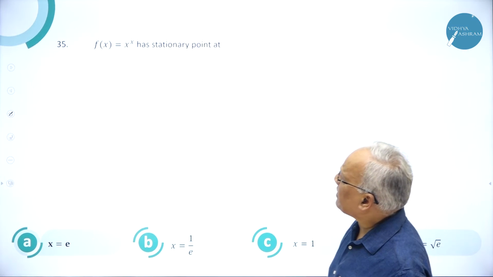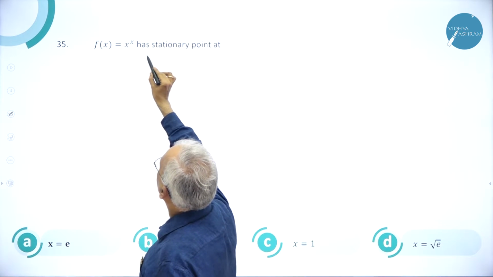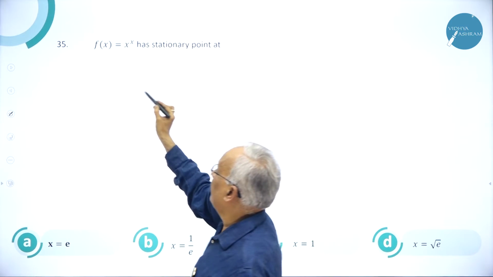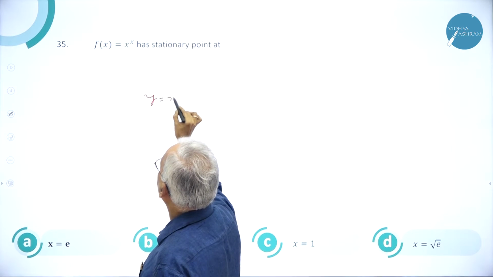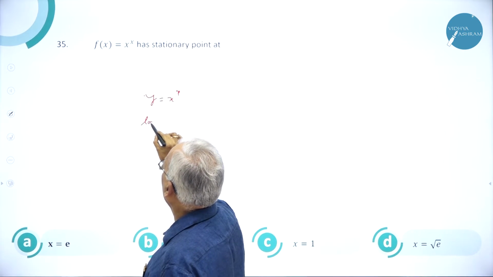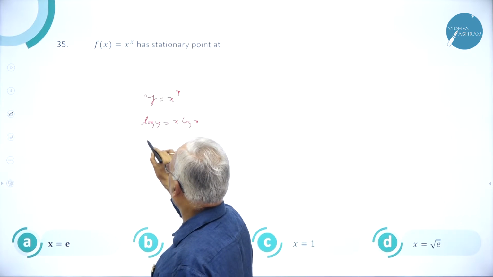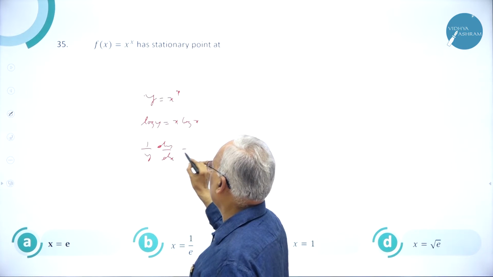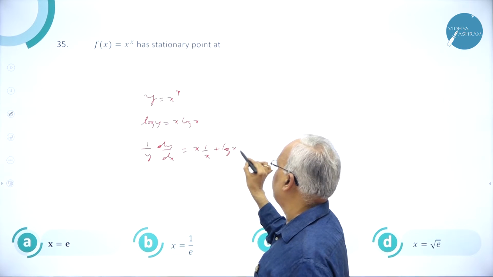Next question. f of x is x power x. Similar problem. f of x is x power x. Stationary point means the point at which the derivative is 0, they are asking. So you know that y is equal to x to the power of x, take log y is equal to x into log x. So differentiating, 1 over y into dy by dx is equal to x into 1 by x plus logarithm of x into 1.